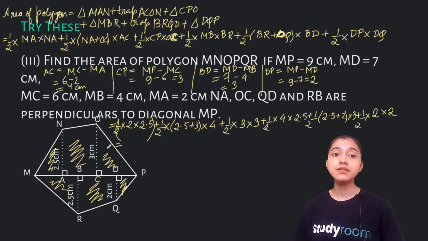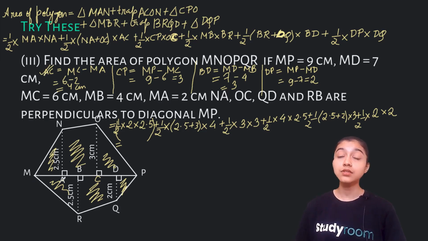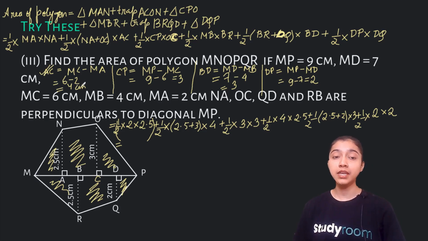For the area of the trapezium, we have half multiplied with NA plus OC multiplied with AC. So NA and OC are 2.5 and 3 centimeters respectively. So I've added up 2.5 and 3 and then multiplied with AC. Now AC is not directly given in the question, so we can calculate AC using the formula AC is equal to MC minus MA. MC is 6 and MA is 2. Ultimately AC gives us 4 centimeters. So we'll put the value of AC in this area of trapezium. So half into 2.5 plus 3 into 4 gives us the area of the trapezium.